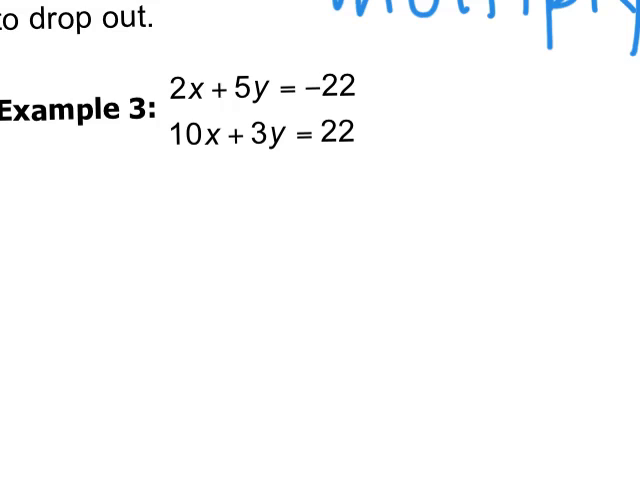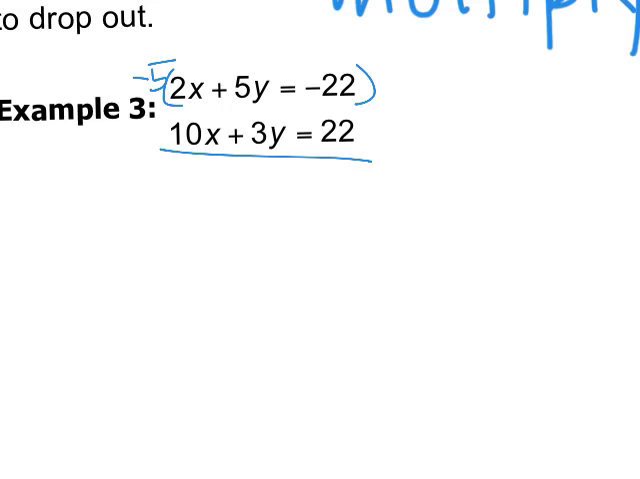But on the x's, I have 10x on bottom. What can I make the top x? What would I have to make it if I want opposites? It's going to have to be negative 10, right, in order to be opposite. So this 2x is going to have to turn into a negative 10x. What would I have to multiply by to make it a negative 10x? Negative 5. So I'm going to multiply this whole equation by negative 5.